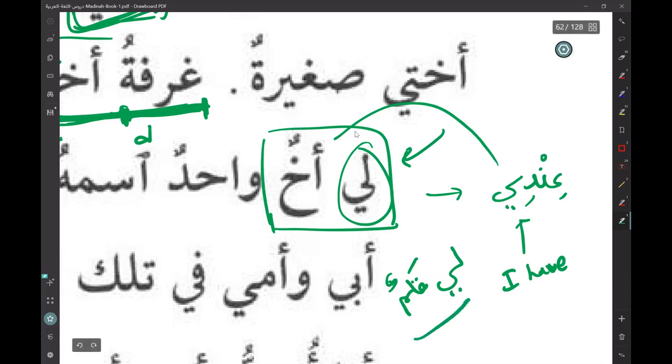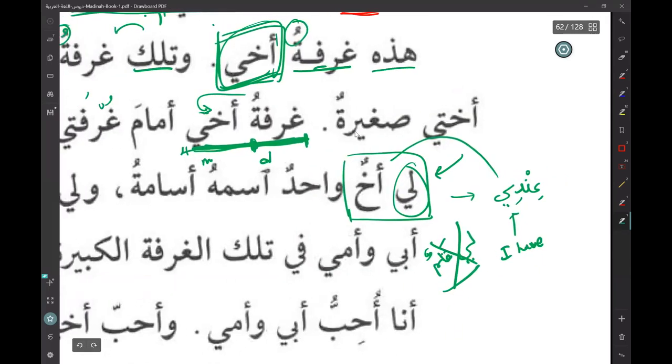For now, you can think of li as "for him," and that would be better. If li is for something human, that's fine: I have a brother, I have a sister, I have an uncle. But when you talk about something non-human, then you use indi. Okay, clear? So these two small words say "I have a brother." Here we have a tanween, so it's "a brother."